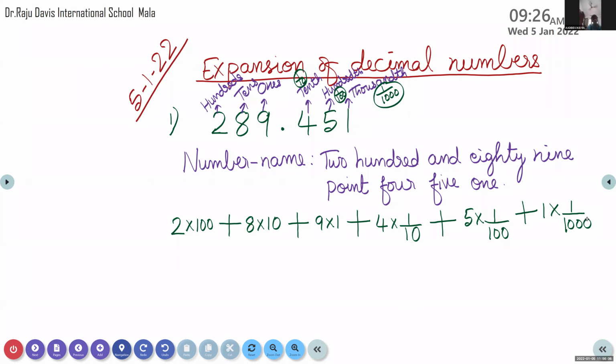After the point, the places will be in fractions: 4 into 1 by 10, 5 into 1 by 100, and 1 into 1 by 1000. And before the point, it will not be in fractions. It will be like 100, 10, 1 and so on. Is the places and the expansion clear? Now, shall I give 2 problems to do? By the time, I will take the attendance also.